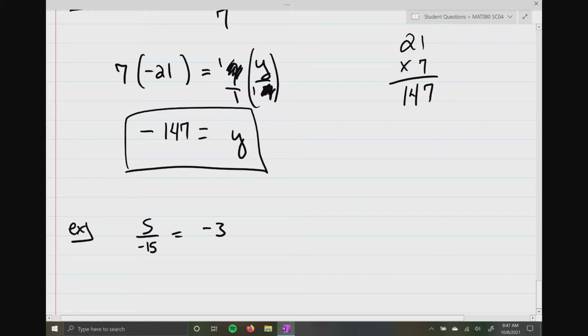Try that one for me. And that's a letter S. That's not a 5. So directions are solve. And please solve that problem for me.